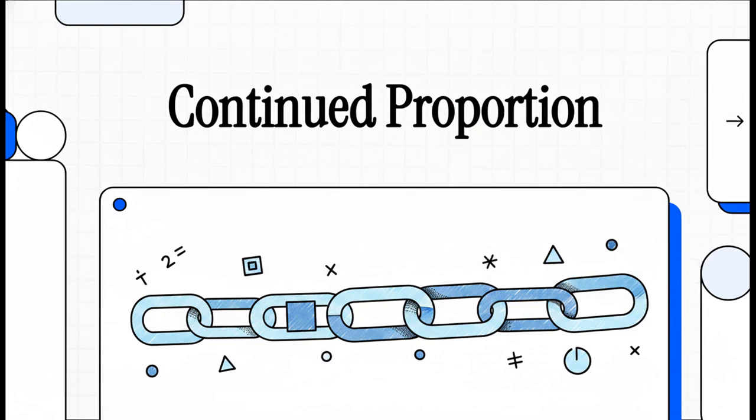Welcome to This Explainer. Today, we're going to demystify what can often feel like the most abstract part of algebra. We're going to visualize mathematical relationships not just as floating numbers on a page, but as a series of physical, interlocking links. We're mastering continued proportion, and specifically, what we'll be calling the chain method.